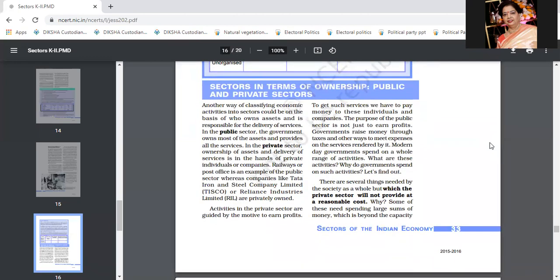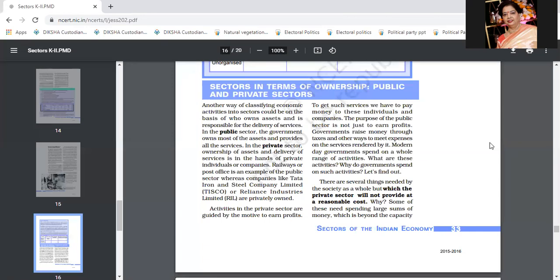Now, this is the last topic of the chapter, sectors in terms of ownership. That means who is the owner of the resources. According to this, we can divide it into two parts, public and private sector. So this is again the classification of economic activities on the basis of ownership. So who is having the assets and responsibility for the delivery of services? If you are talking about the public sector, the government owns most of the assets and provides the services.